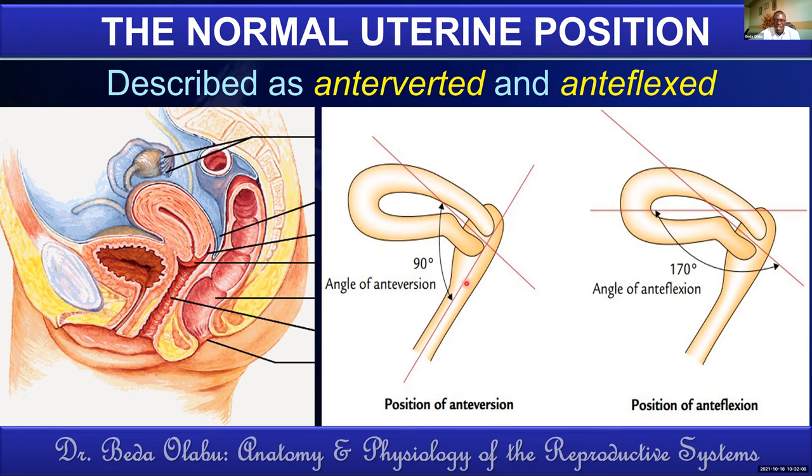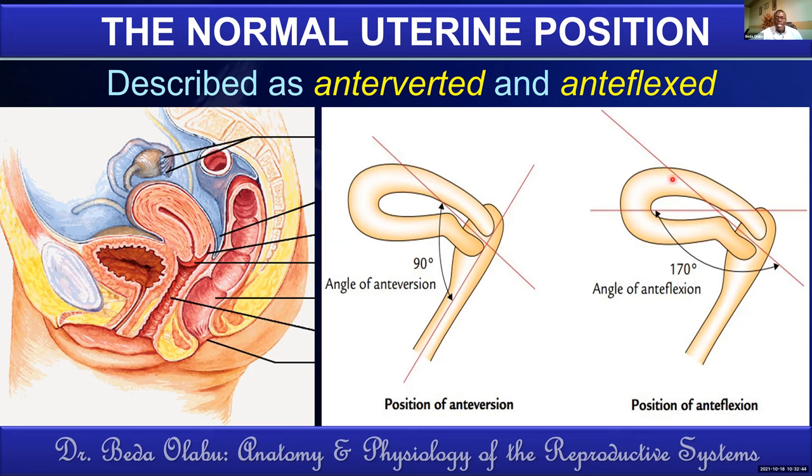We can have anteversion, which is the normal one. We can have retroversion, which is not the best one to have, but some people may still have it. And I'll say why it's not the best one to have shortly. But let's now define uterine flexion. Uterine flexion refers to the angulation between the long axis of the cervix and the long axis of the uterine body. That is uterine flexion.